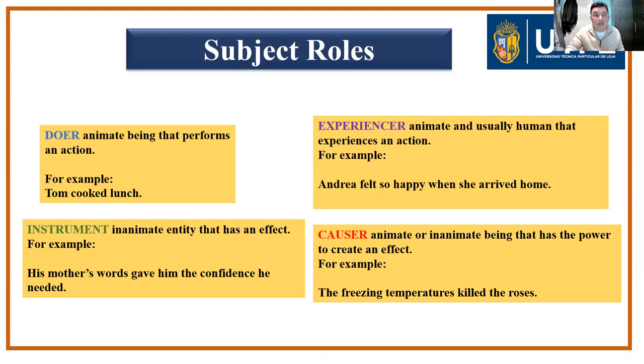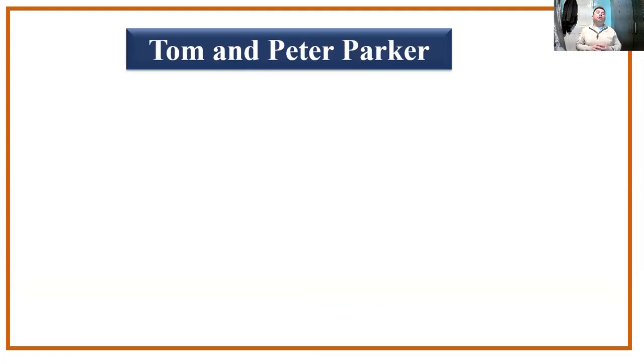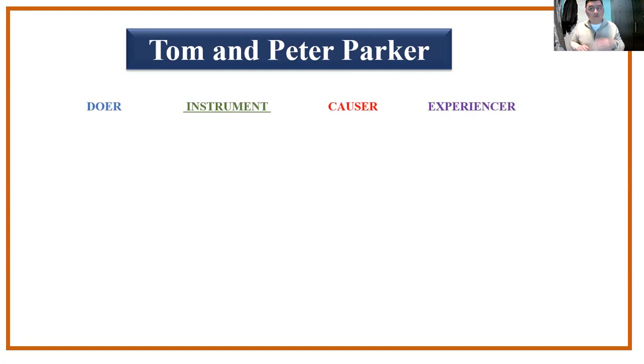All right. I want to share with you a story about Tom and Peter Parker. Not the Peter Parker you're thinking of. This is another Peter Parker. But first, I want to explain this, okay? In this story, we have the 4 subject roles. The doer is going to be represented by the color blue. The instrument is going to be represented by the color green.